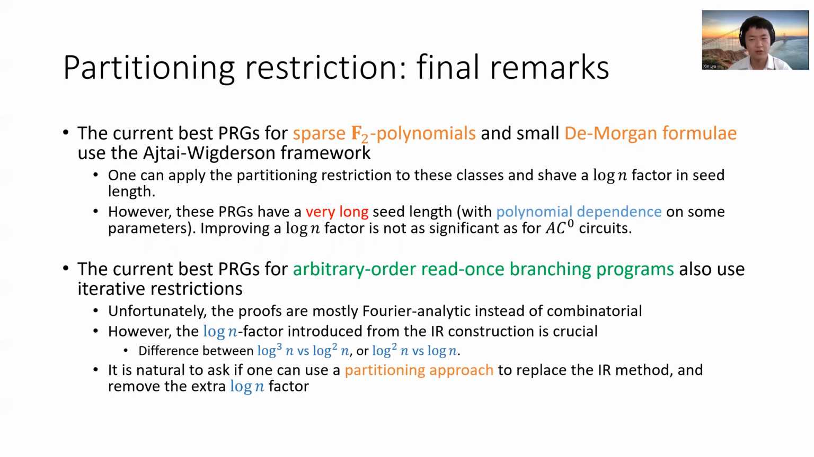We also note that the current best PRGs for arbitrary order read-once branching programs also use iterative restrictions, but the proof is mostly Fourier analytic, and the partitioning approach does not directly apply. However, the log n factor incurred by the iterative restriction is indeed crucial for this model. It is the difference between log cubed n versus log squared n, or log squared n versus log n. As we know, if we can have a log n seed PRG for polynomial width ROBP, then RL would equal L. Therefore, it is natural to ask if we can use the partitioning approach to replace the iterative restriction and shave this extra log n factor.